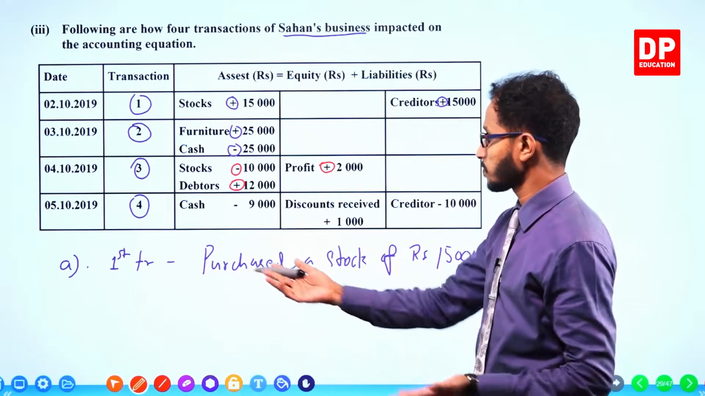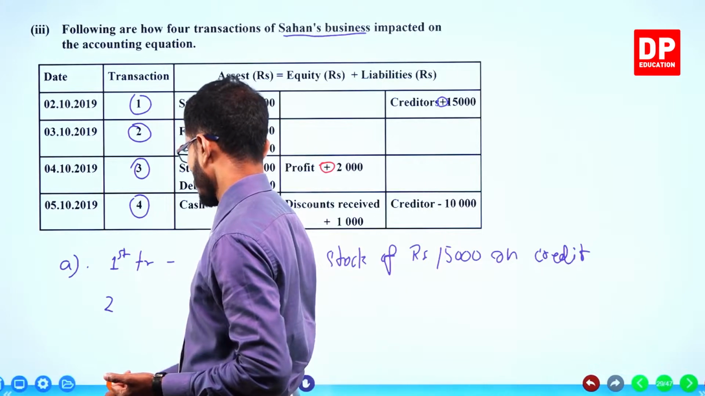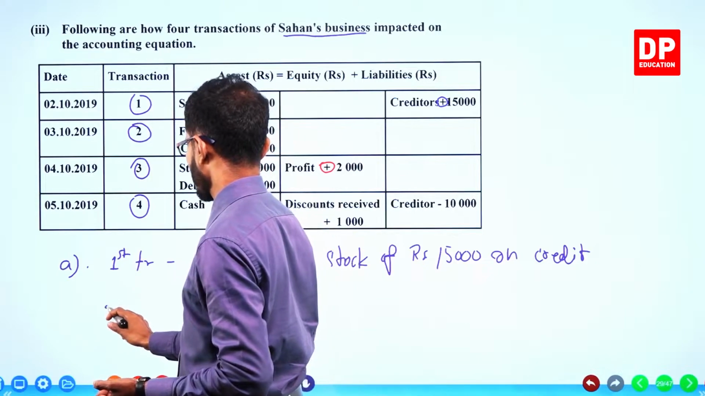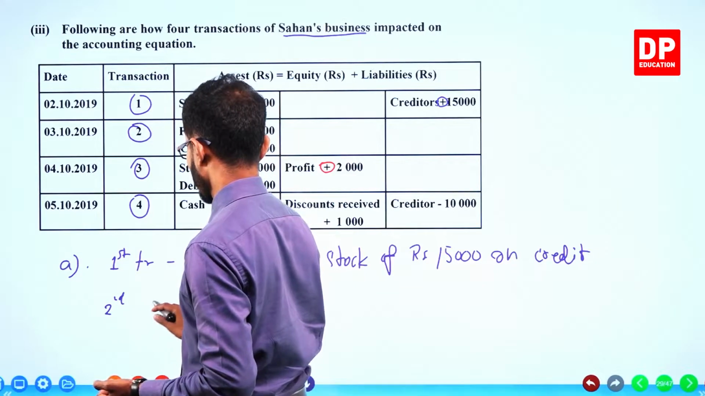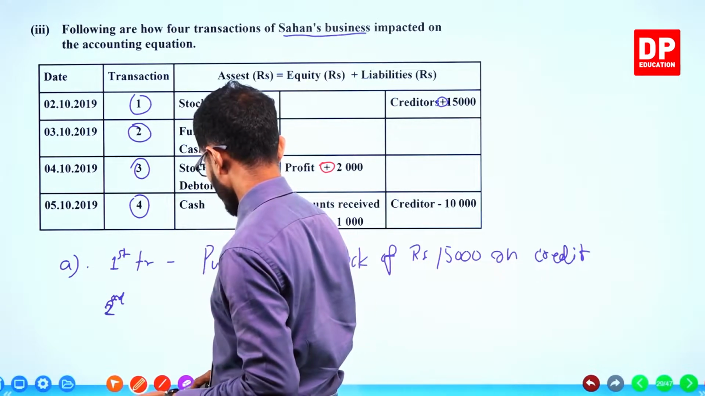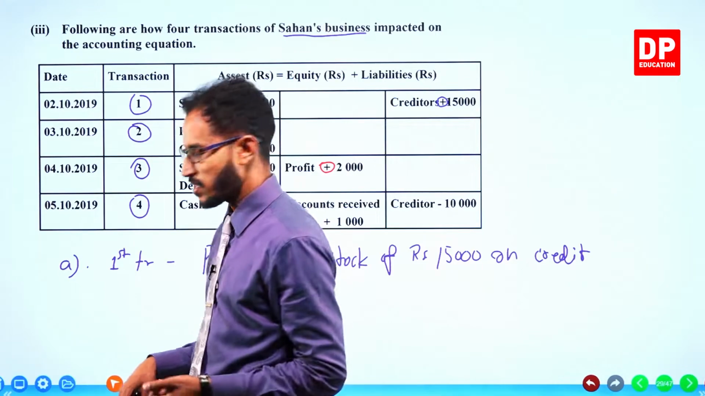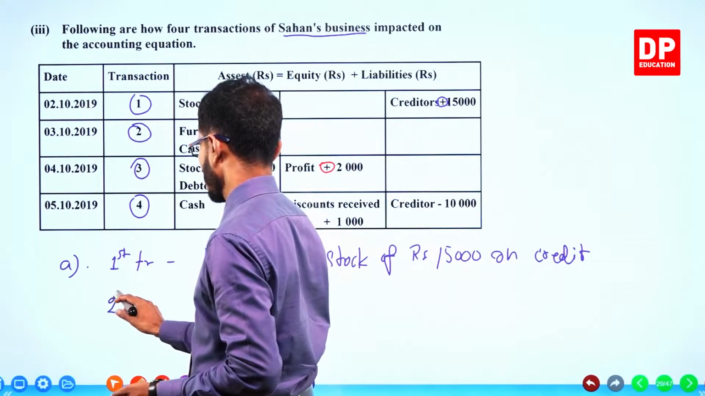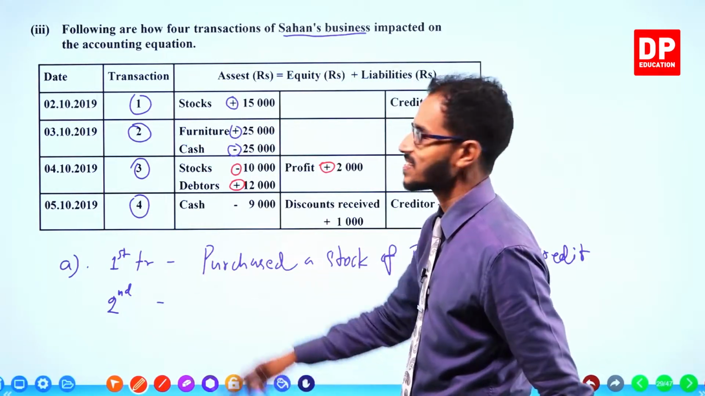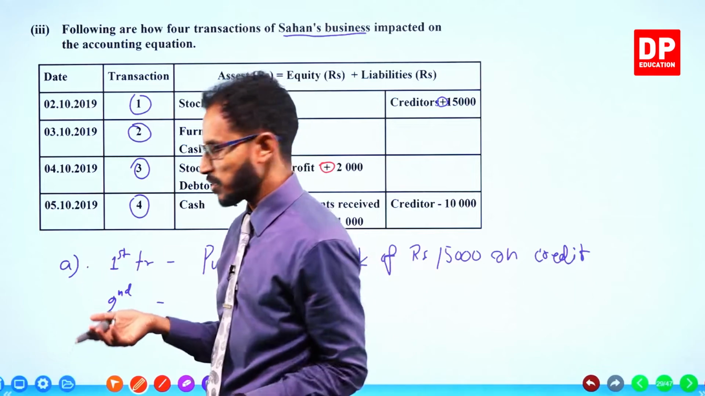Can you see? Okay. Second transaction. Oh no. I don't like it when my handwriting gets messed up, you know. It's a habit. Second transaction. Furniture 25,000 plus, cash 25,000 minus. I told you. We talked about this.